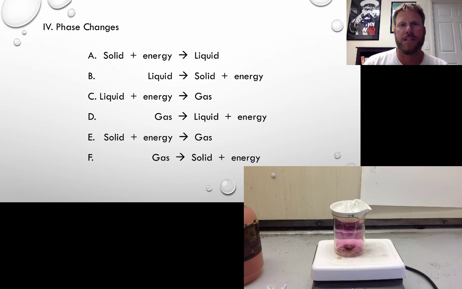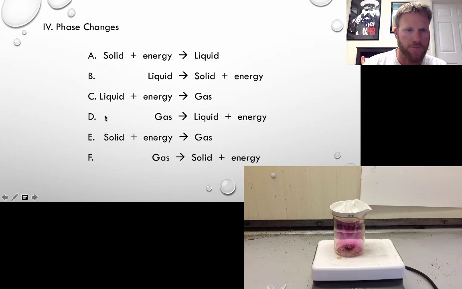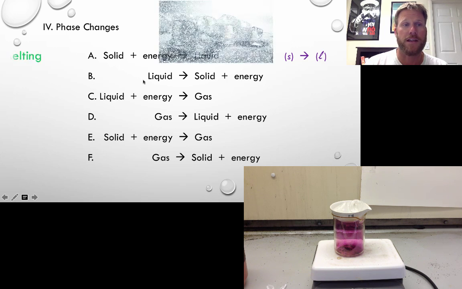When matter changes state, that's called a phase change. So we should know most of these phase changes. A couple of them might sound new to you. Solid going to a liquid, otherwise represented by the little symbols S and L. In order for a solid to turn into a liquid, you have to put some energy in, and of course that is called melting. You can see the ice melting there. The only way the ice melts is if you put energy into the ice.